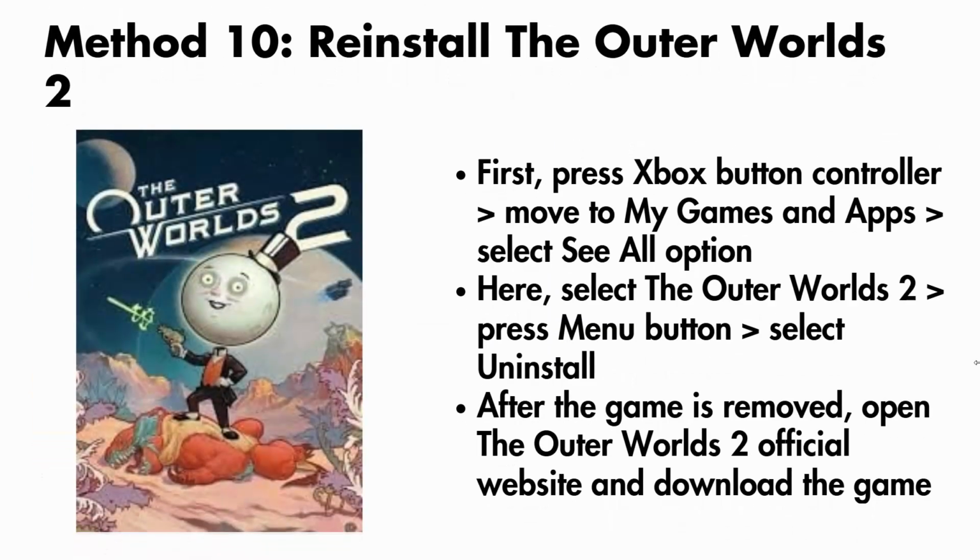Next method is to reinstall the Outer Worlds 2 game. For that, press Xbox button on controller. Now move to my games and apps and select see all option. Here select the Outer Worlds 2, then press menu button, then select uninstall. Now after the game is removed, open the Outer Worlds 2 official website and download the game and then check if you can play the game.